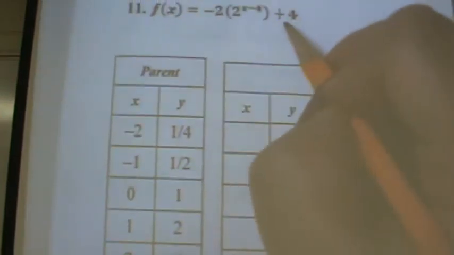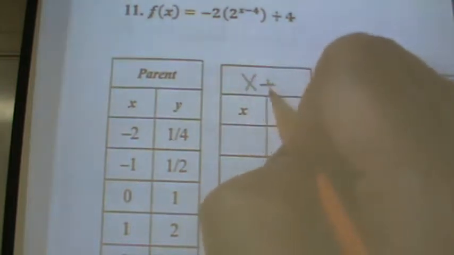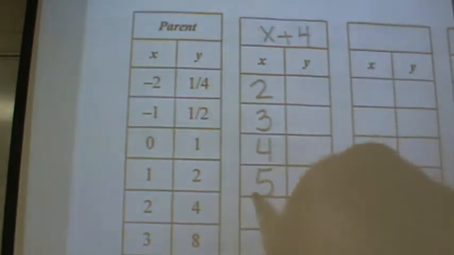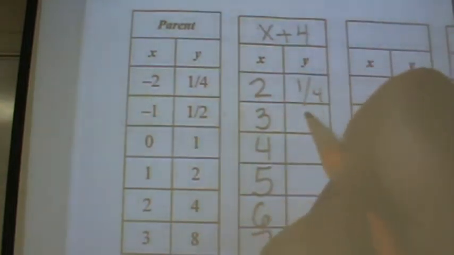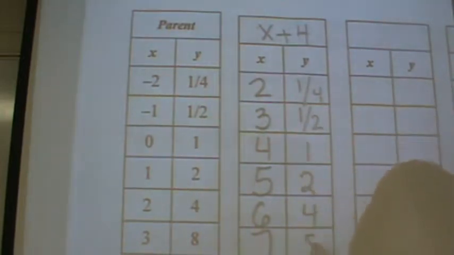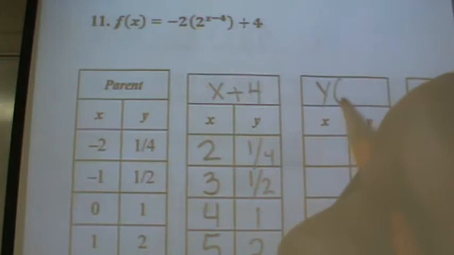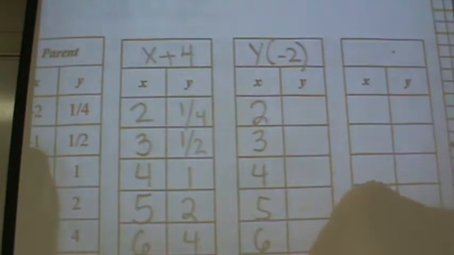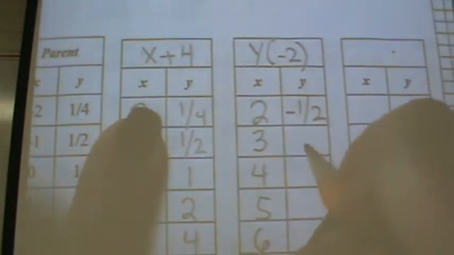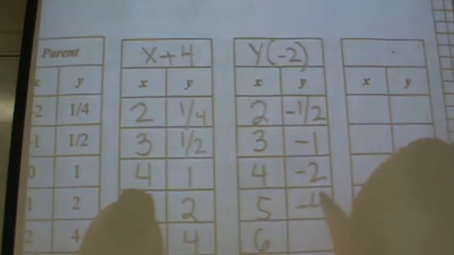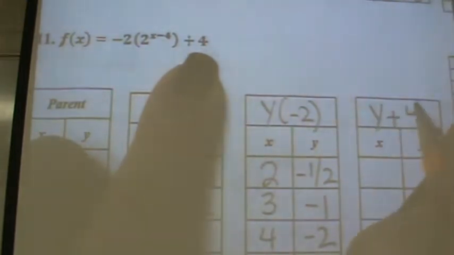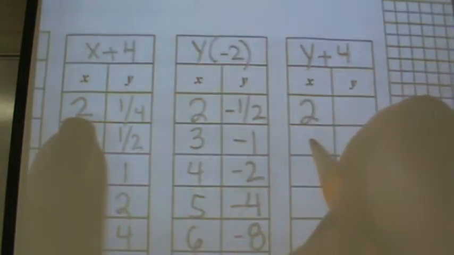Okay, so quickly tell me how to do this next one. What's the first thing you're gonna do with the parent function? You're gonna take your x values and add 4. Add 4 to these, what do you get? And then what? Take your y values and multiply them by -2. So keep the x's the same. Multiply these by -2, you get -1/2, -1, -2, -4, -8, and -16. And then do what? Add 4. So keep the x's the same.